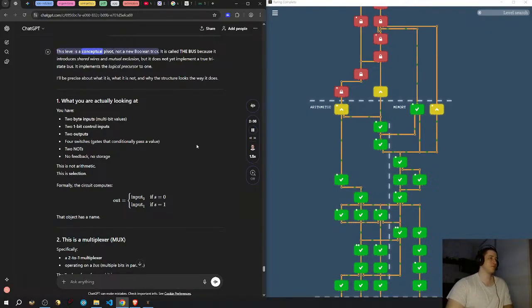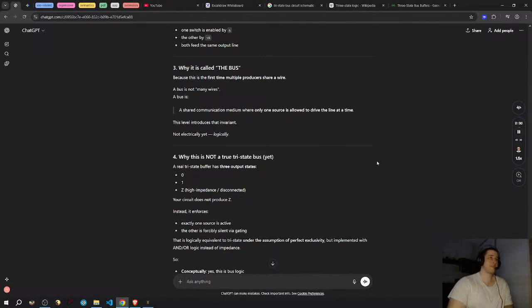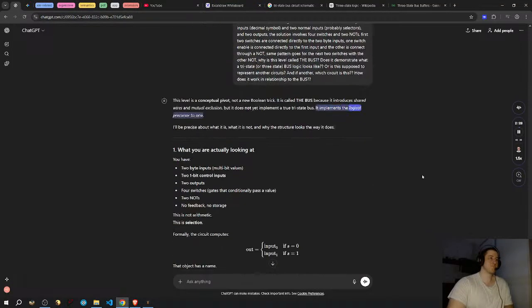This level is a conceptual pivot, not a new Boolean trick. It is called the bus because it introduces shared wires and mutual exclusion, but it does not yet implement a true tri-state bus. It implements the logical precursor to one. I'll be precise about what it is not, and why the structure looks the way it does. What you are actually looking at.